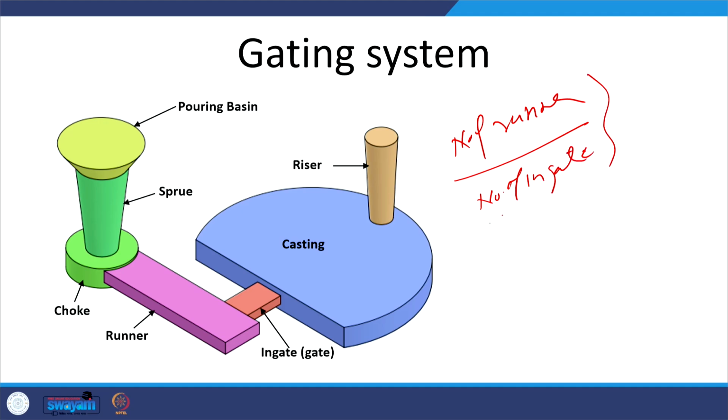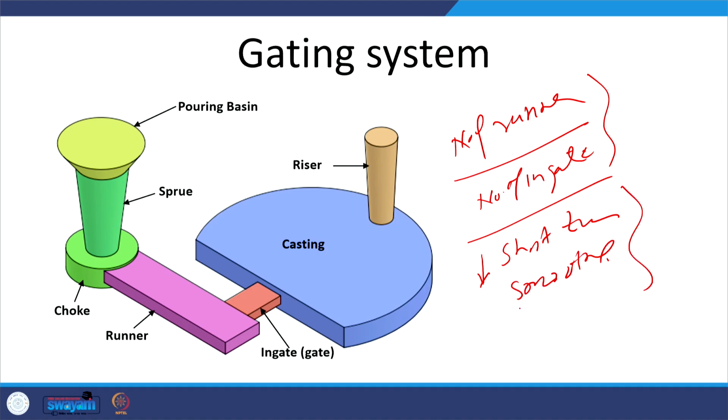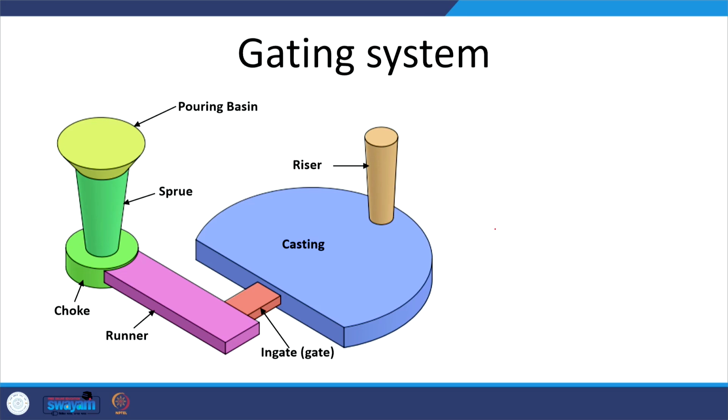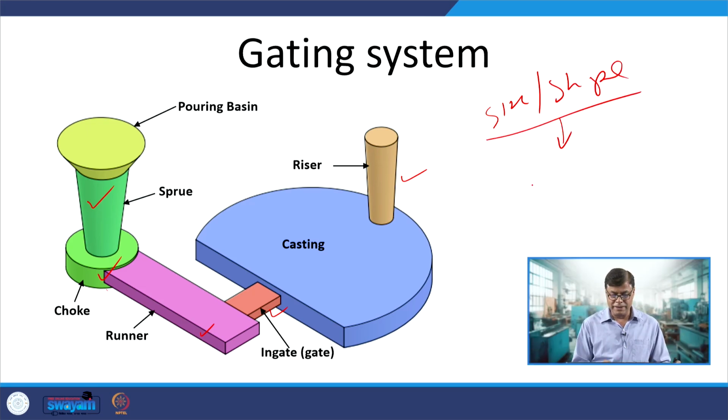So, the point here is that the number of runners and number of ingates are designed in such a way that the cavity is filled in as short a time as possible and smoothly. Also, it helps in developing the suitable temperature gradient for developing the sound casting. Each component is designed, as per the metal systems: the sprue and the choke area, runner, ingates, the riser. The size and shape of every component of the gating system is designed to realize the desired productivity and sound casting.